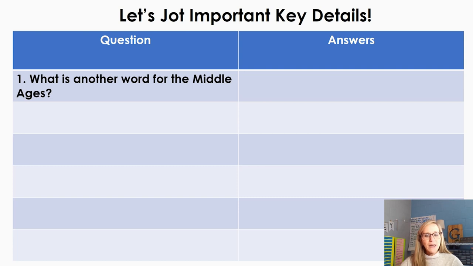But our very first question is, what is another word for the Middle Ages? Can you check your understanding today and see, can you remember that detail? And write that question down if you're with me. What is another word for the Middle Ages? On the right-hand side, you're right. It is that first word that we learned today. It is medieval. Medieval also refers to the Middle Ages.